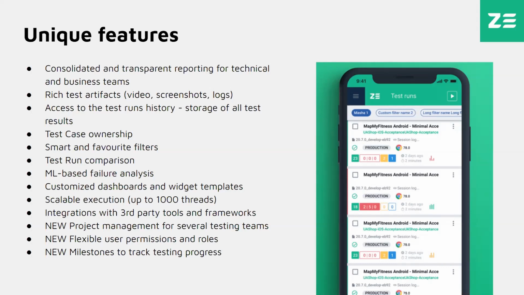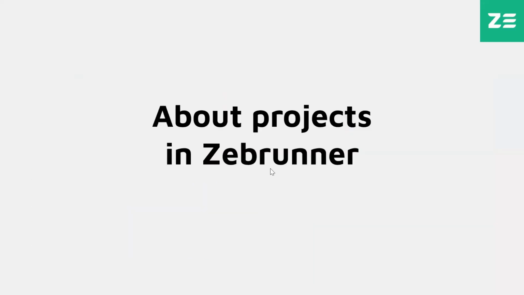As for the new features that Elvira told you about, recently we released the project management feature that allows you to manage several testing teams within one tool with flexible user permissions and roles. I'll tell you about it a bit later. And the most recent release was milestones, which allow you to track the testing progress and plan the timelines for your releases. So just to start, let me tell you a few words about the projects in Zebrunner.